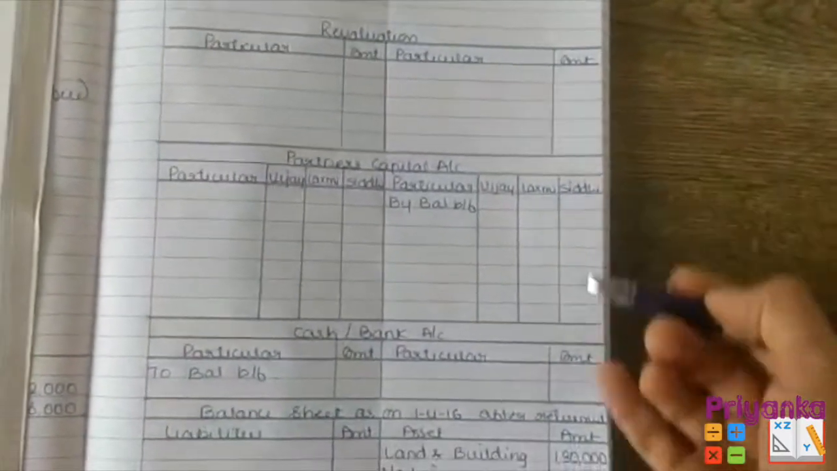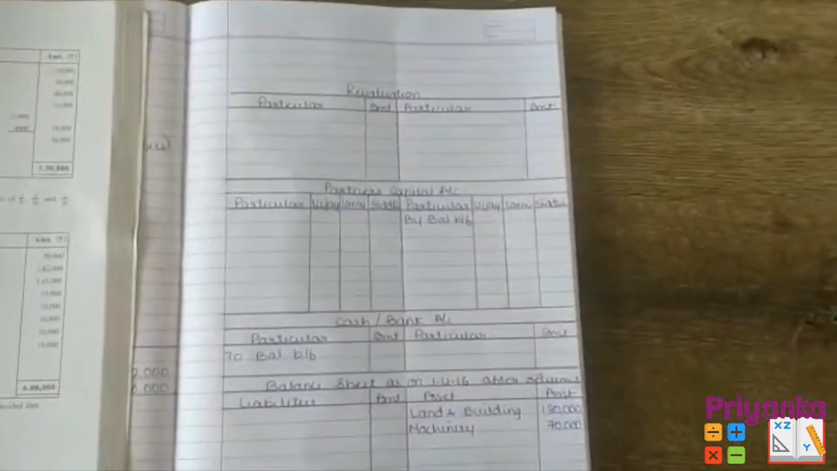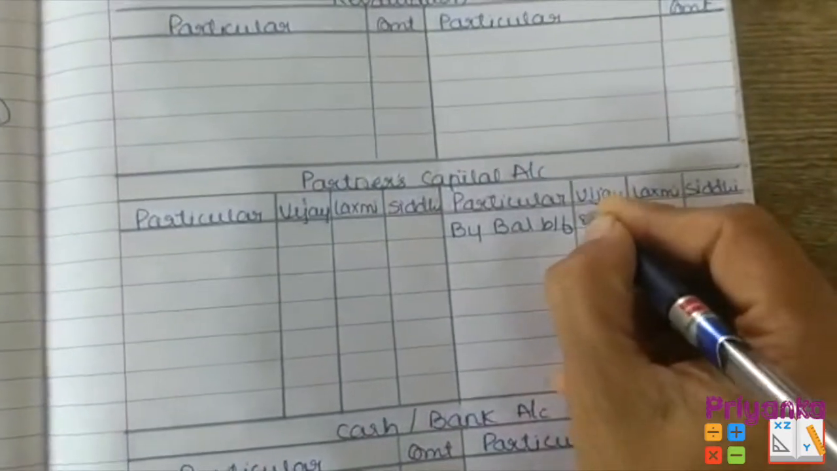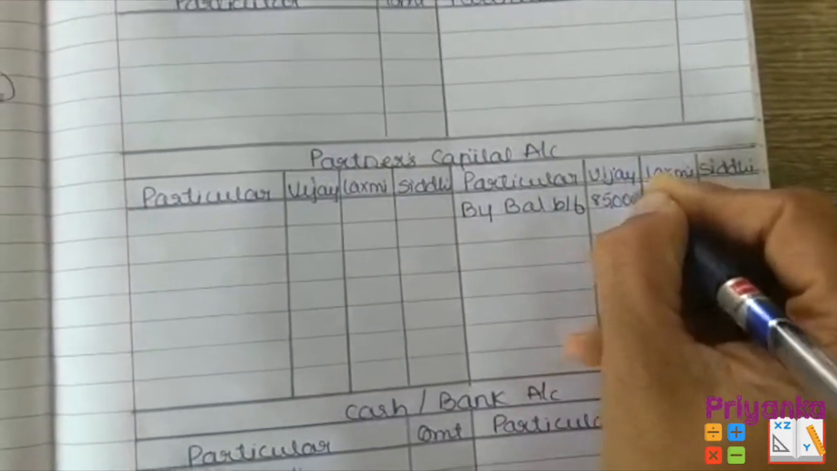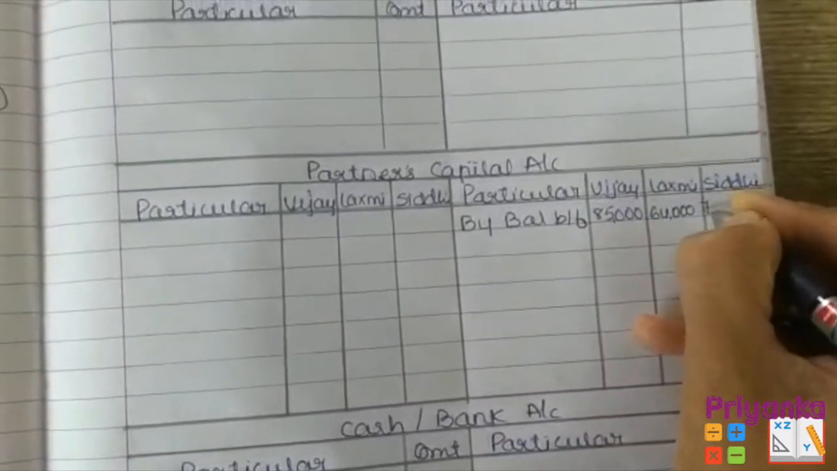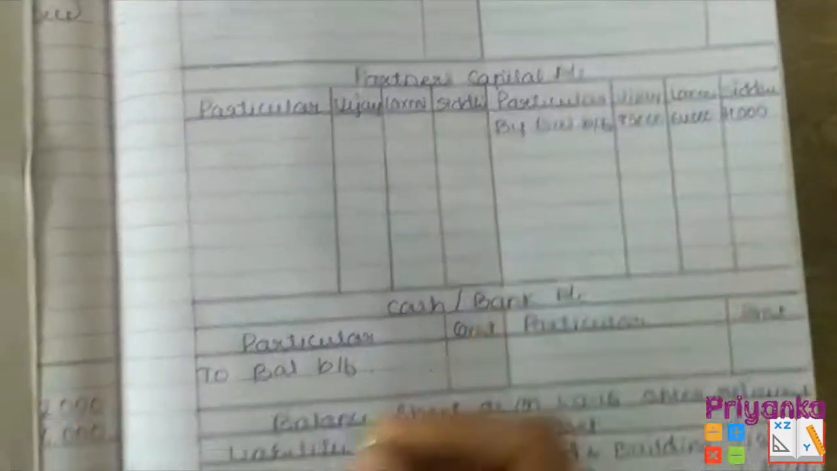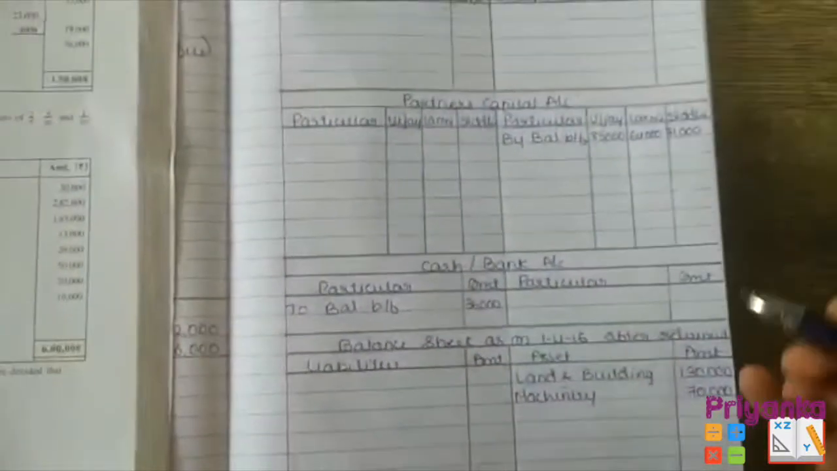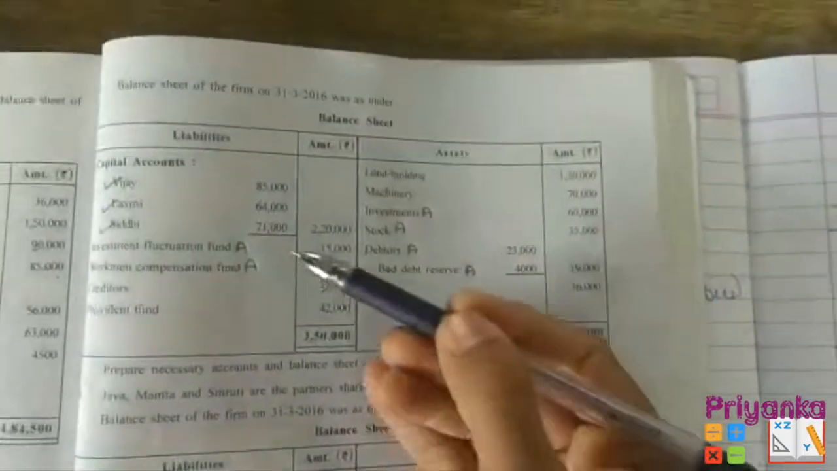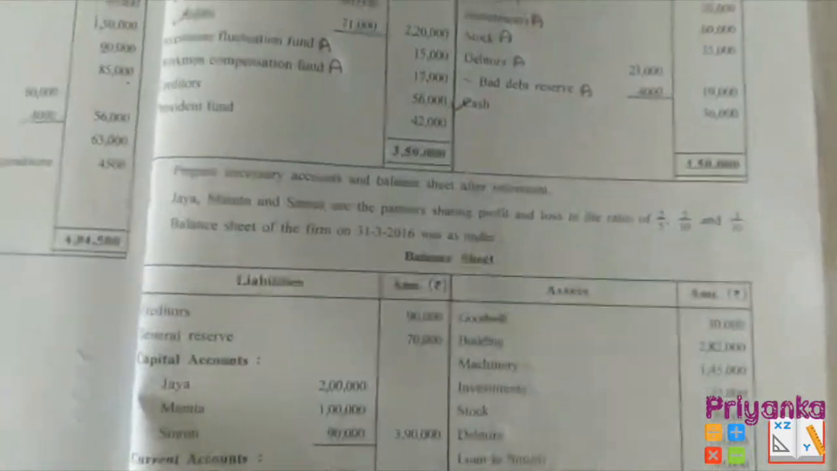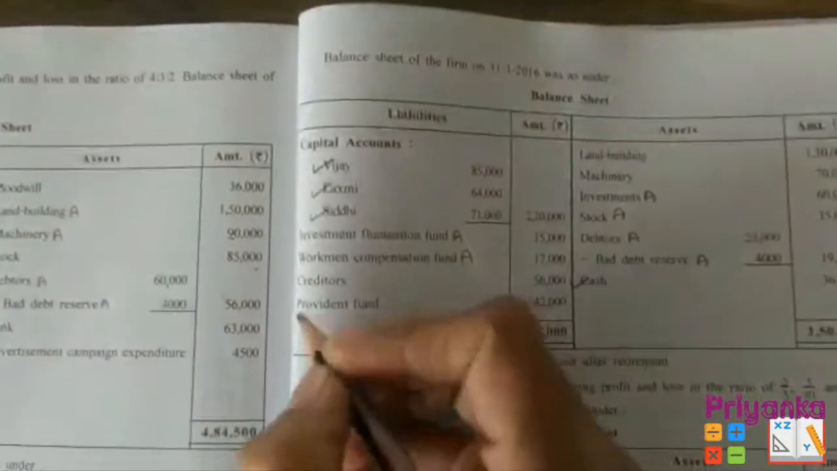Now here is my specimen. You have to be ready with this and write down the opening of it. 85,000, 64,000, 71,000, that is for Siddhi, and for cash it is 36,000. So after writing the opening balance, I already marked the adjustments which are connected with the entries, and now these are the entries.